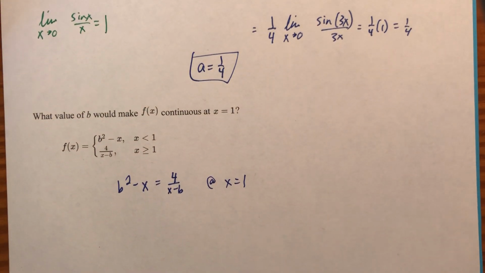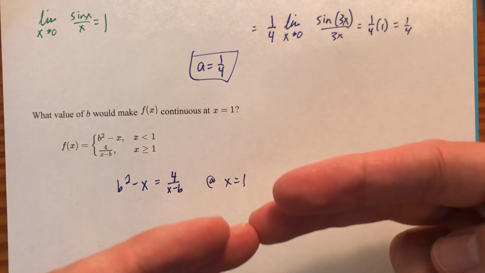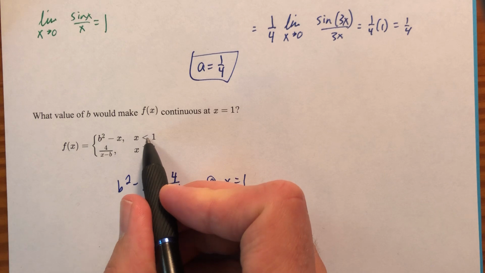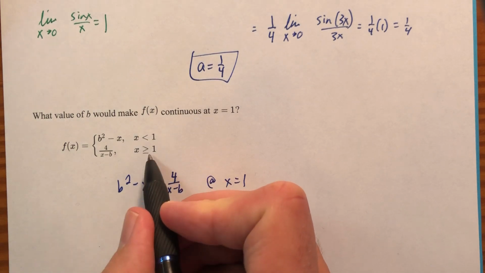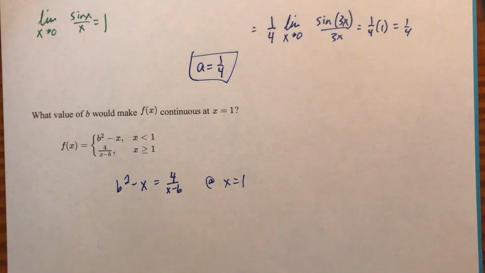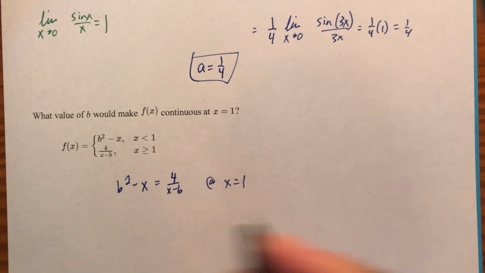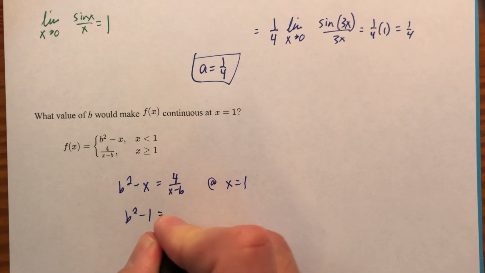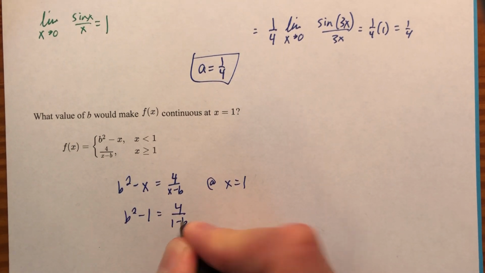That way, if I graphed it, these two pieces of the piecewise function would meet, and what would be an open circle on one piece becomes a closed circle on the other, and we have continuity. The limit exists, the function is defined, and the limit equals the value of the function. So we're going to plug in a 1 for x. So we have b squared minus 1 equals 4 over 1 minus b, and then we solve it.